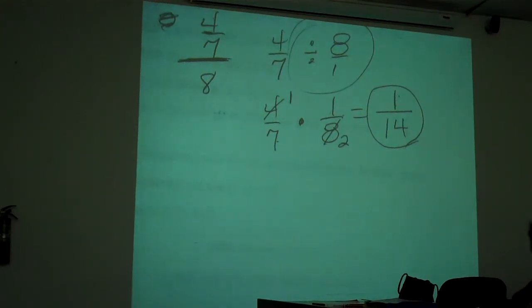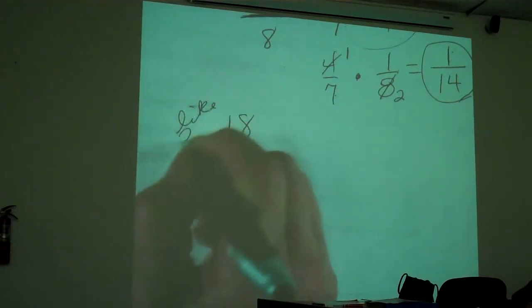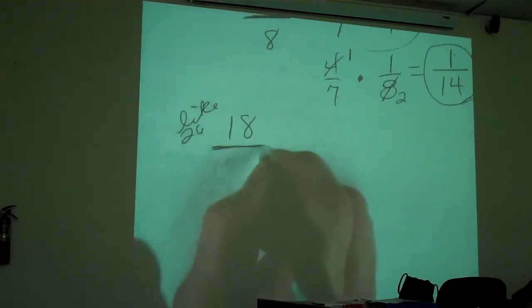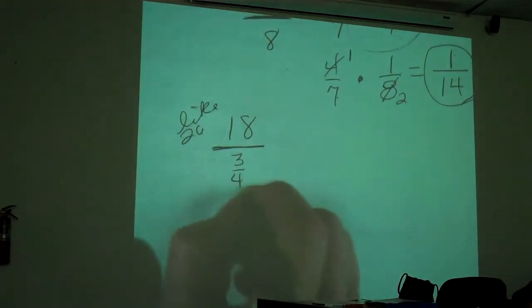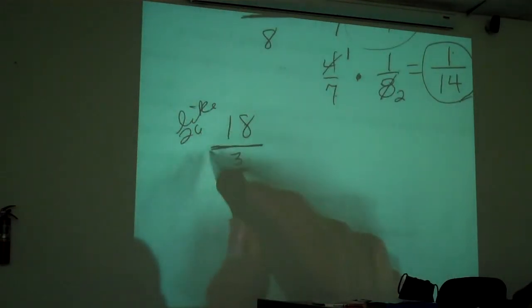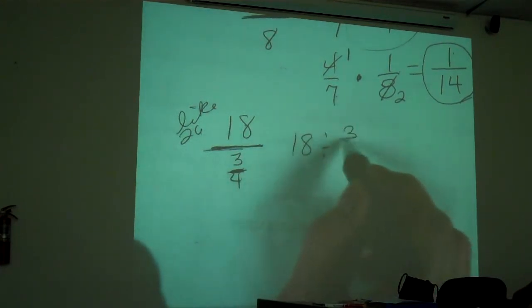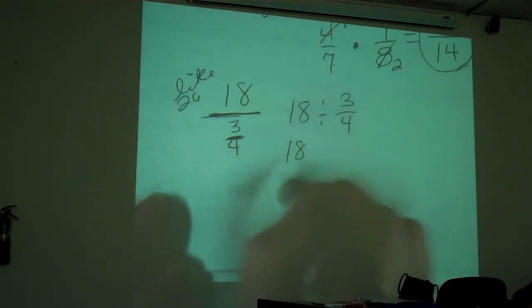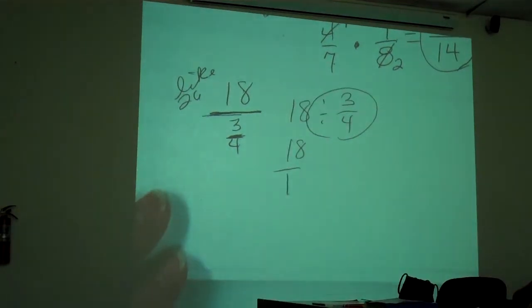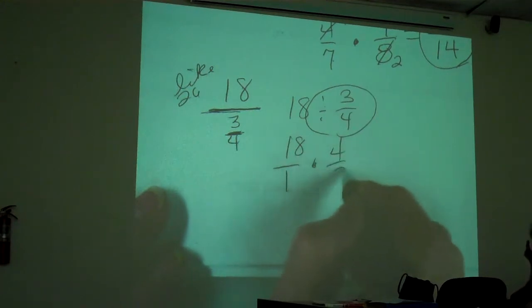Number 26, you have a number on top and then it's like number 25. This is going to be like 26. You have a number, then a line, then 3/4. See how this one's shorter? This is 18 divided by 3/4. So you have 18 over 1. This part's changing to times by the reciprocal.